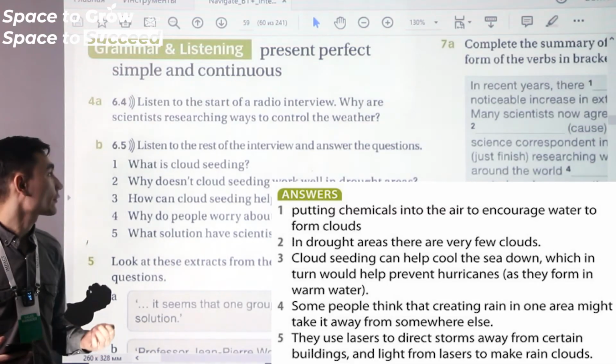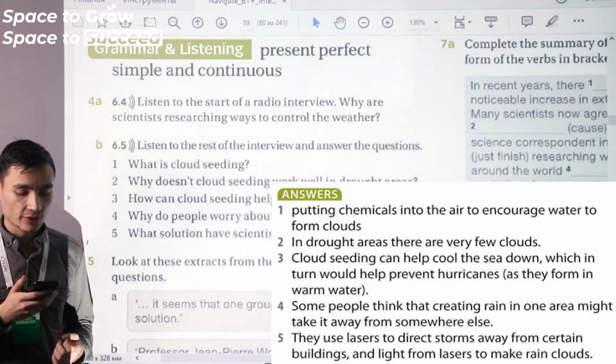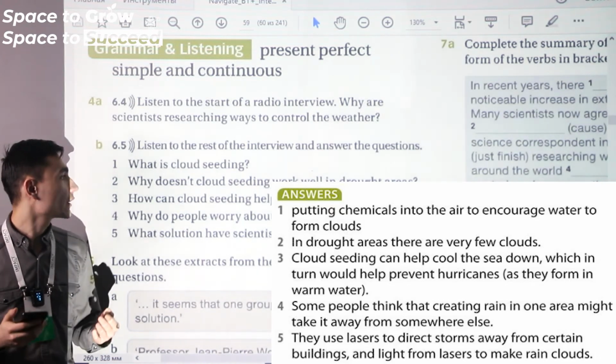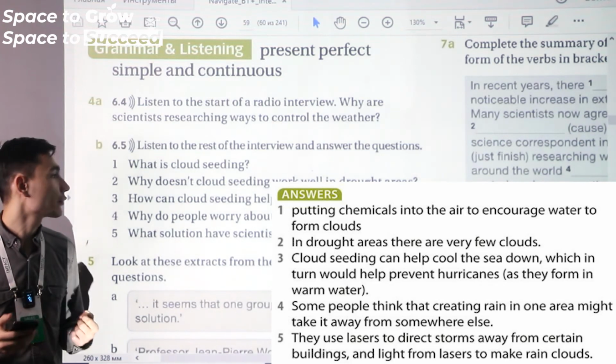And now let's check the answers together. 1. What is cloud seeding? Well, cloud seeding is putting chemicals into the air to encourage water to form clouds. 2. Why doesn't cloud seeding work well in drought areas? In drought areas, there are very few clouds.